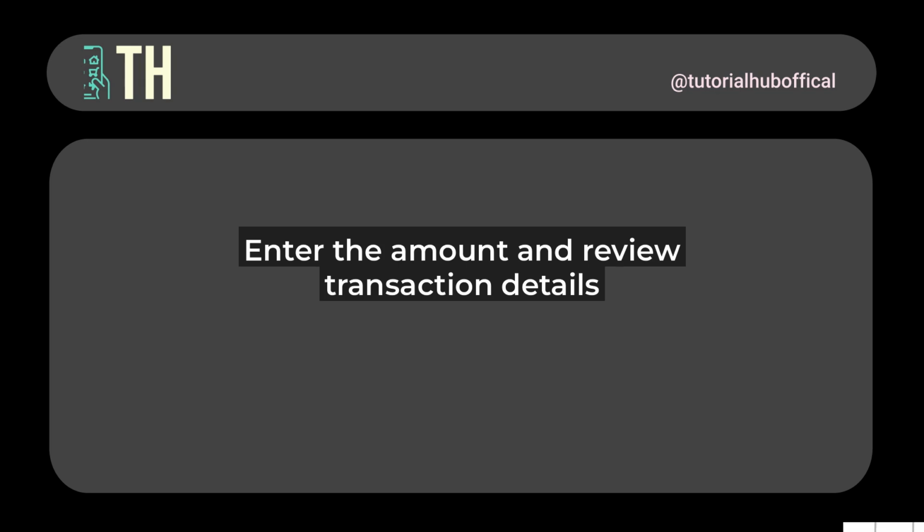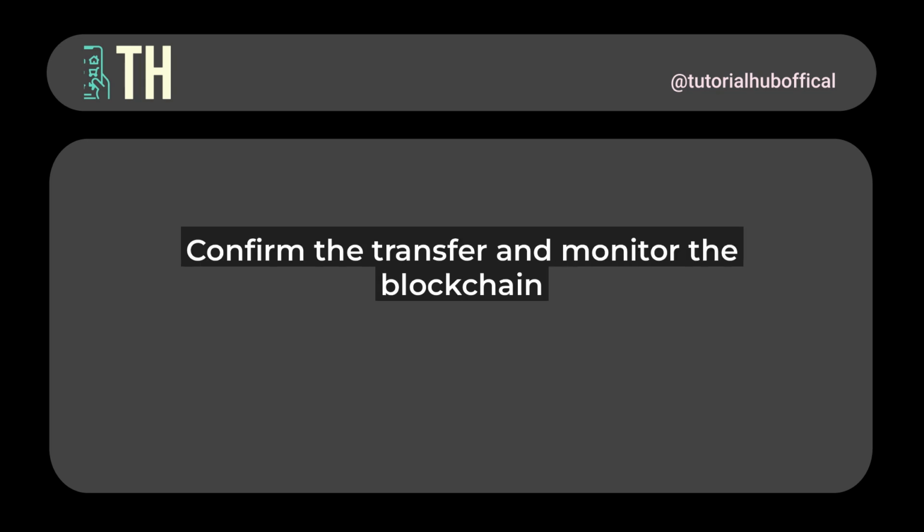Before you confirm, take a moment to verify everything. Once you're good, hit Confirm and approve the transaction with your wallet's security features, like a PIN or biometric scan. You'll see a confirmation on the blockchain shortly. Phantom uses networks like Solana, so keep an eye on that.